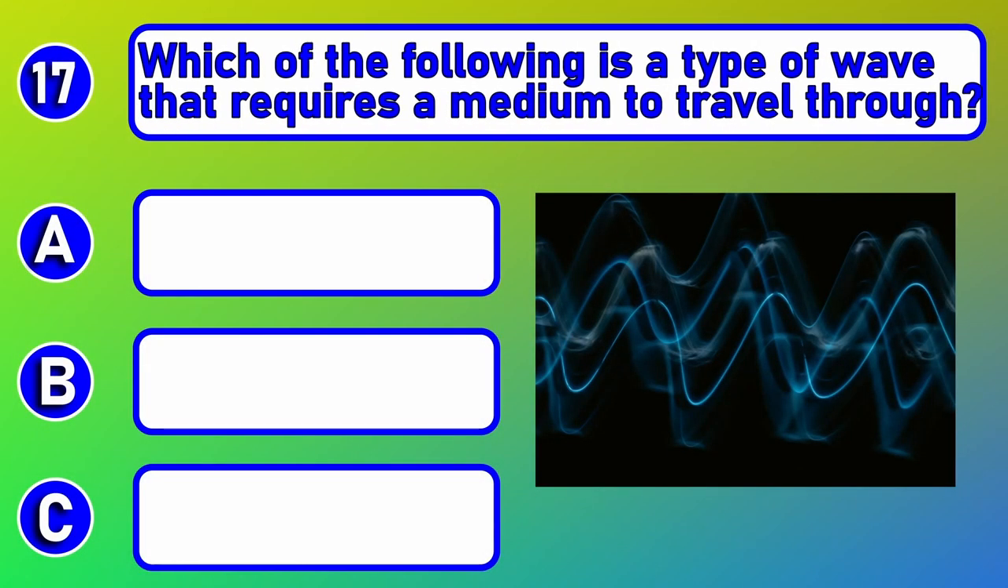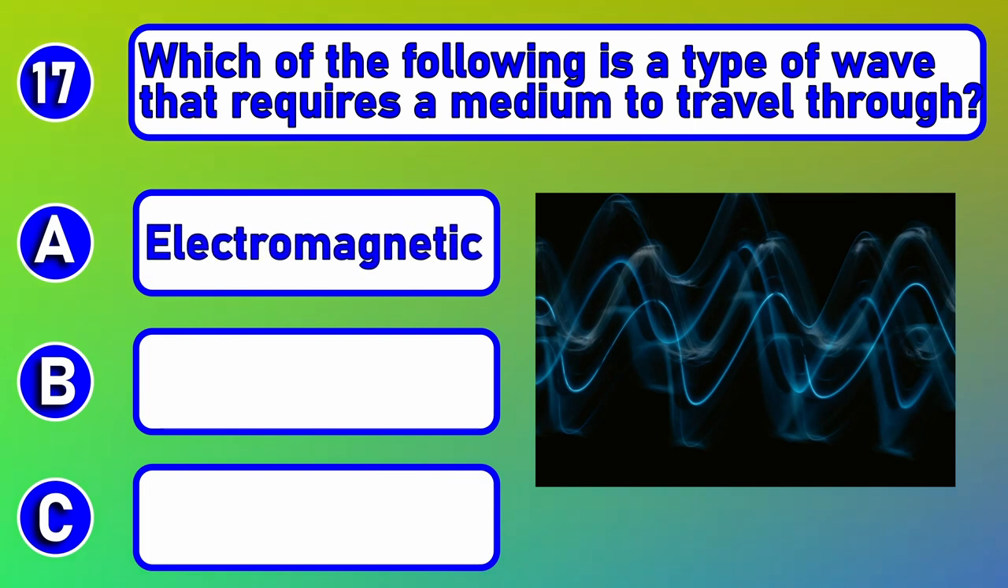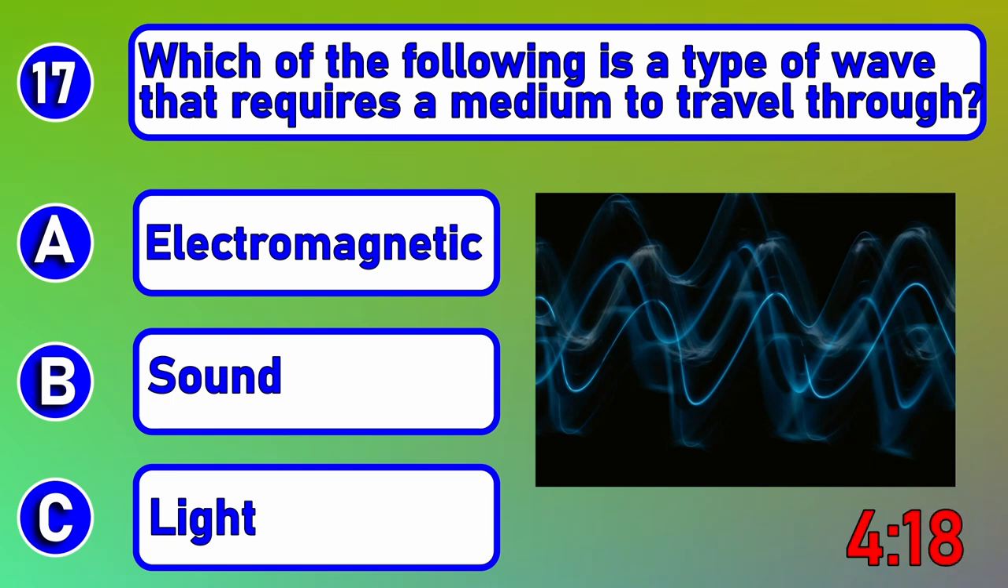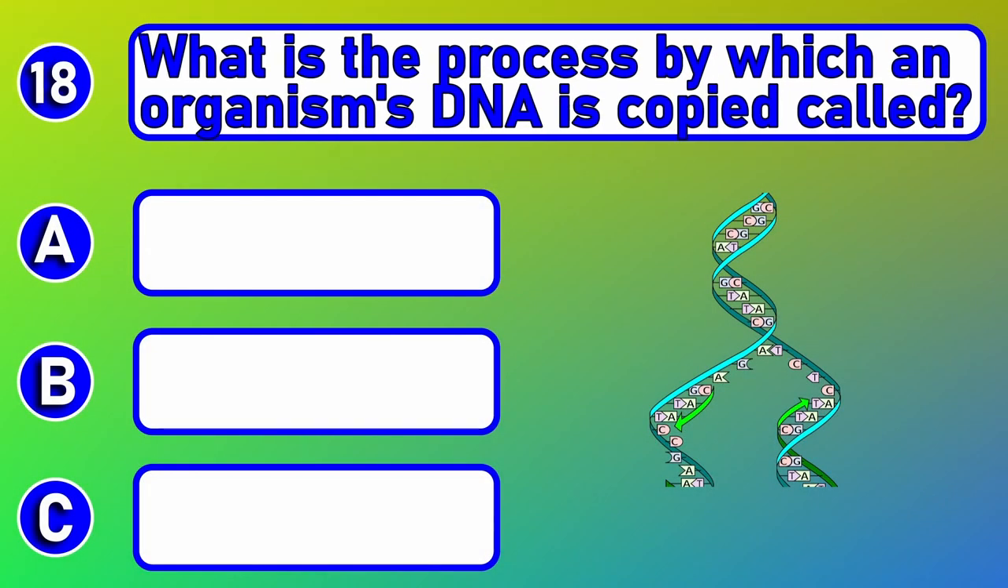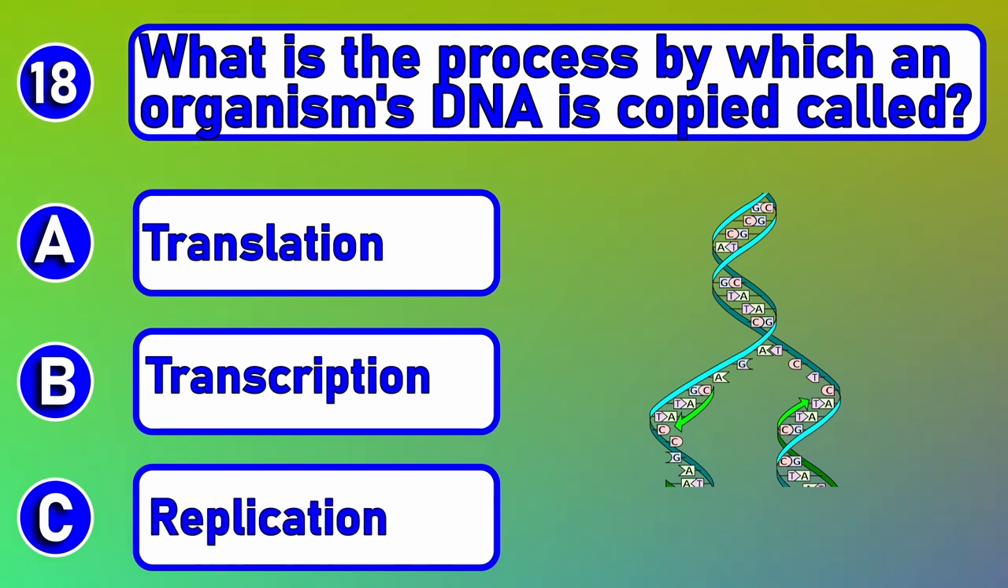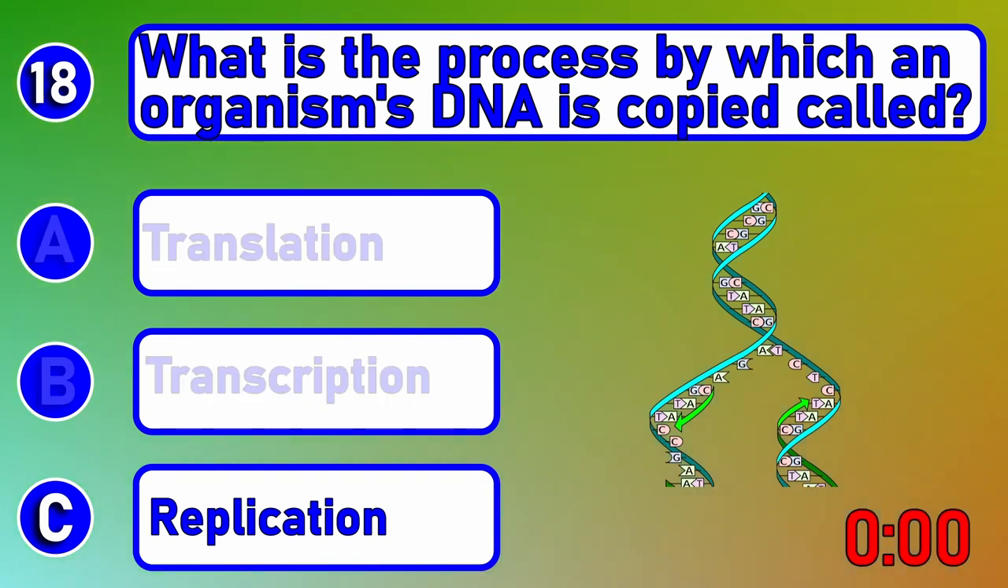Question 17. Which of the following is a type of wave that requires a medium to travel through? Electromagnetic, sound, or light? And that is B, sound. Question 18. What is the process by which an organism's DNA is copied called? Translation, transcription, or replication? And that is C, replication.